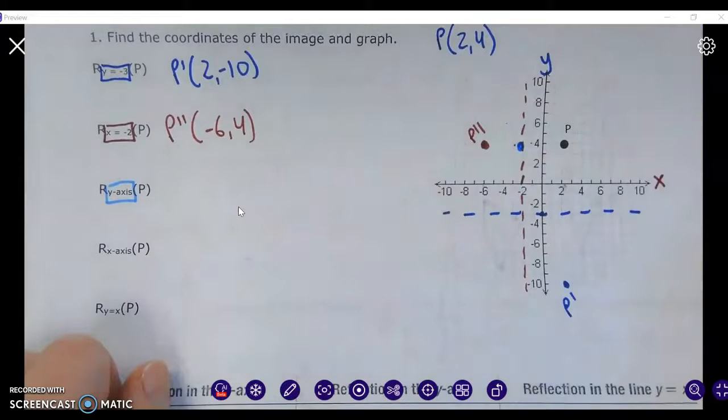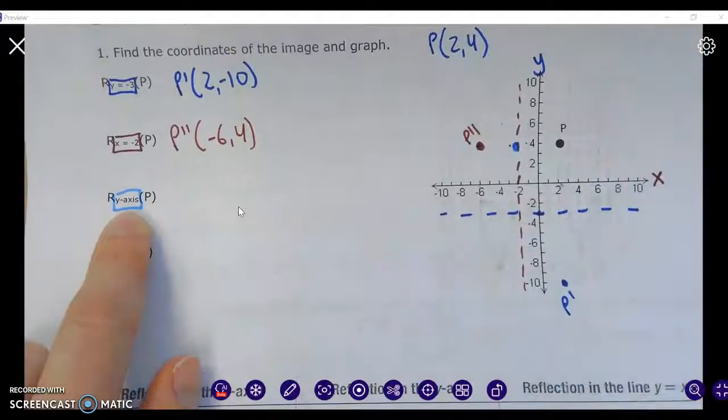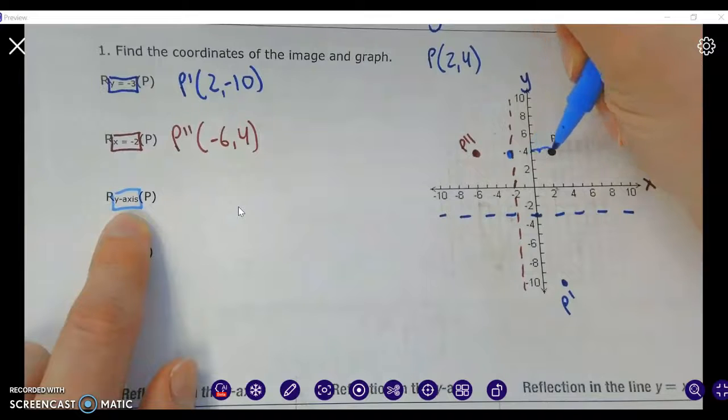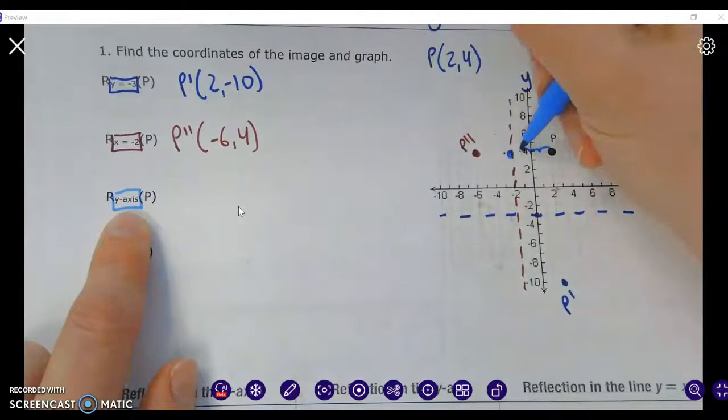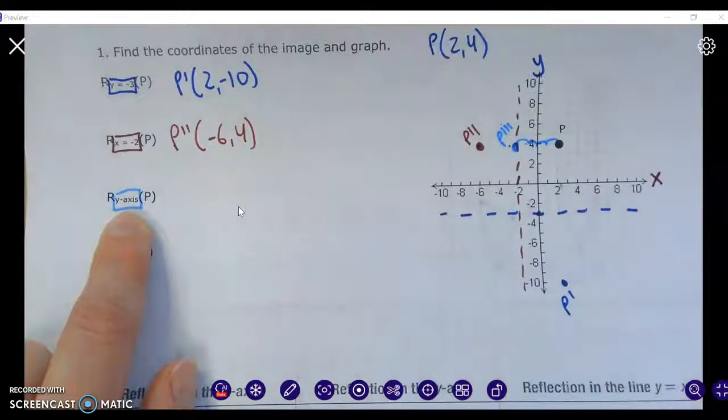So would that be triple prime? Yep. Okay, so this line of reflection is the y-axis. Where is the y-axis at? Up and down. It's the y. So it is 1, 2 away. So I count 1, 2 away in the opposite direction. So it'll be negative 2, 4. So it's triple prime at negative 2, 4.